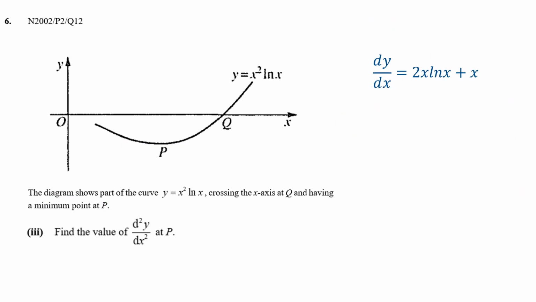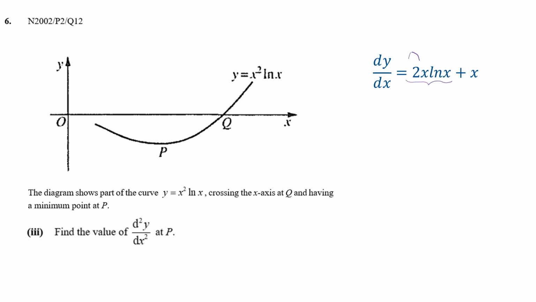Right, so for part 3, we're supposed to find d squared y over dx squared at point P. From part 2, we have found dy over dx to be 2x ln x plus x. So d squared y over dx squared is basically just differentiating dy over dx. To do that, here I'm going to apply the product rule.